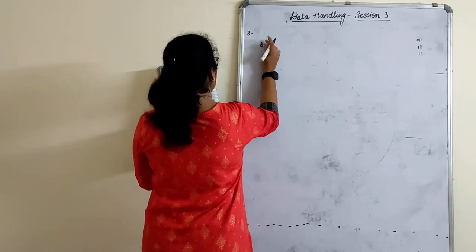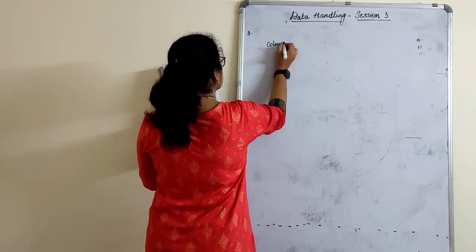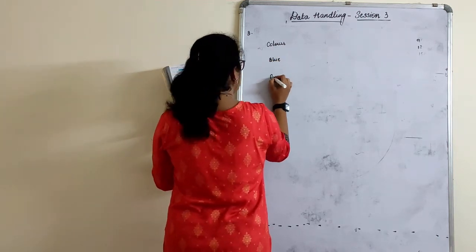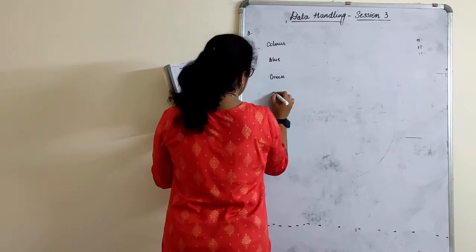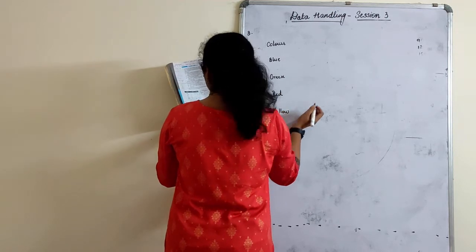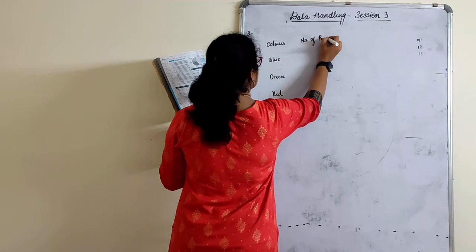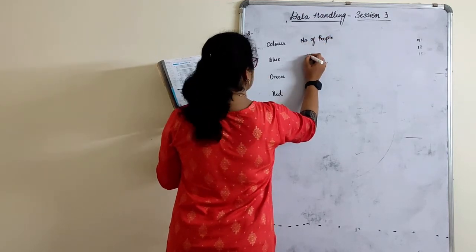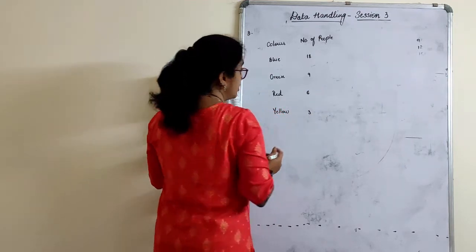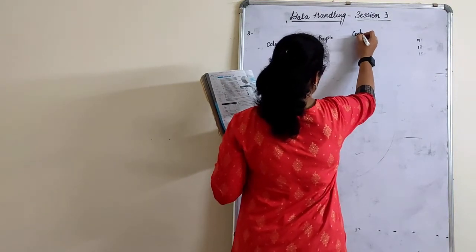So, first is colors. So, this is blue, green, red, and yellow. Number of people: 18, 9, 6, 3. You want fraction or directly central angle? Shall we do directly central angle? Central angle.